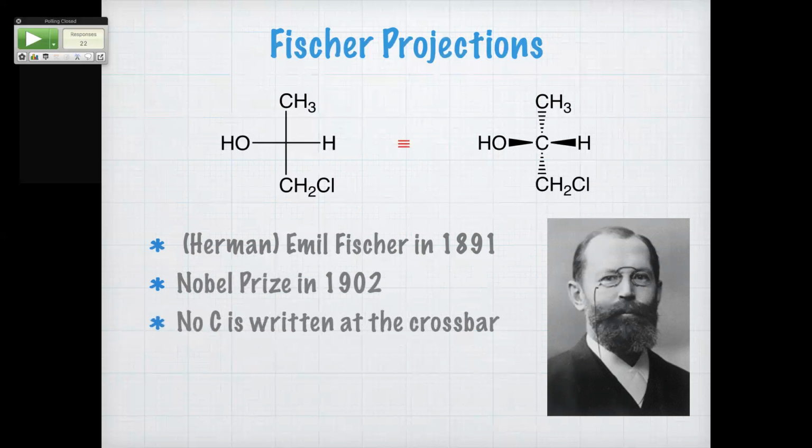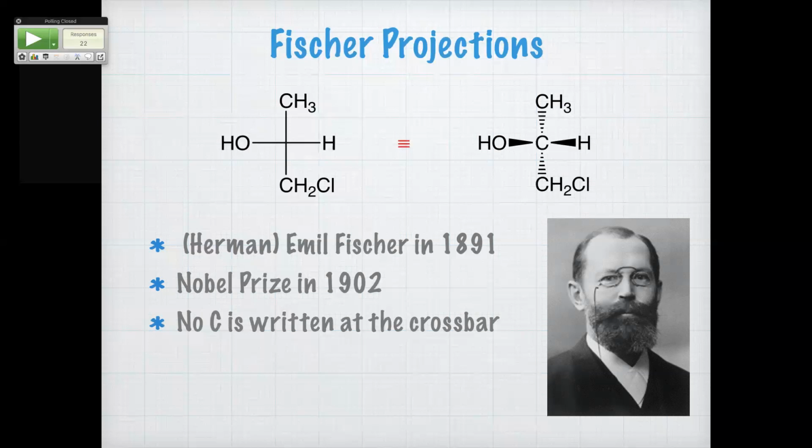FYI, no carbon is written in at the crossbar. If you write a carbon in, and you write it like this, that does not mean a Fischer projection. It's just flat. It's not showing you any kind of stereochemistry or chirality. It's not showing you anything. So if I said to draw me the pair of enantiomers and you drew it like this, you get the big X, because that's not showing chirality.